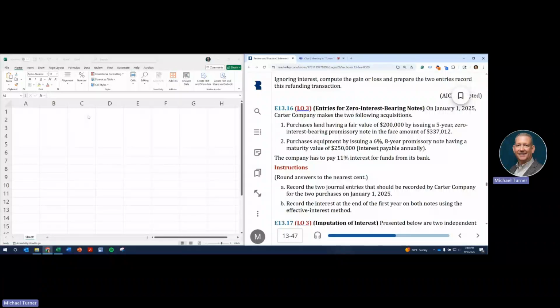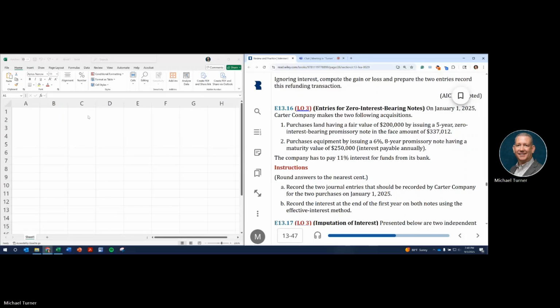In this recording, let's work a problem related to entries for zero interest bearing notes, notes payable. So the example we'll use is exercise 13-16 out of the Kieso textbook. So let's take a look at the problem, note some facts, and then we'll solve for the questions.